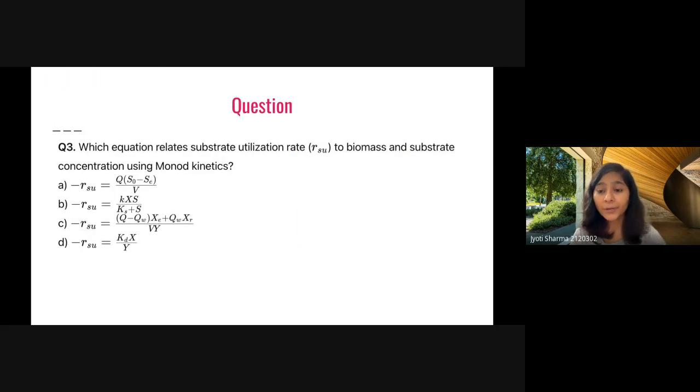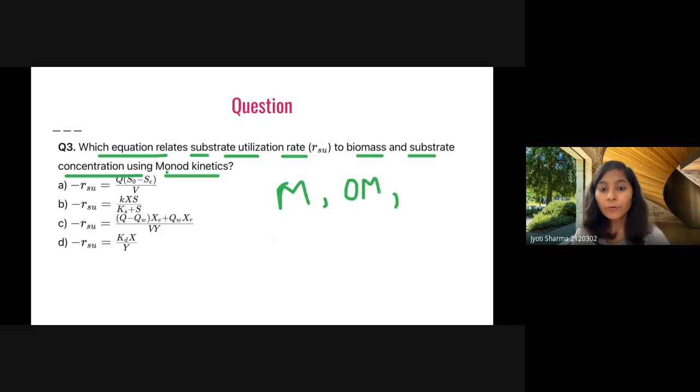Okay, one very important equation is the Monod kinetic equation, and this is very important. Which equation relates substrate utilization rate to biomass and substrate concentration using Monod kinetics? Because just see, you have microorganism, right? You have microorganism, you have organic matter, you have volume of your wastewater, and this microorganism depends on this organic matter that we have in the wastewater.